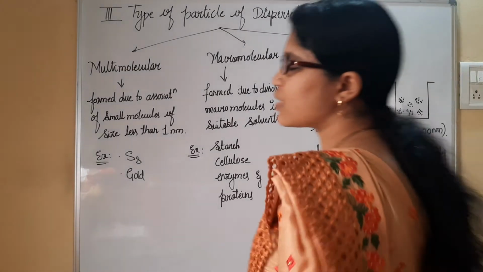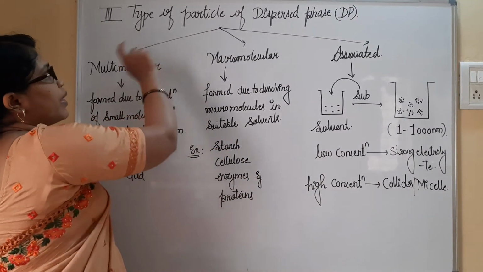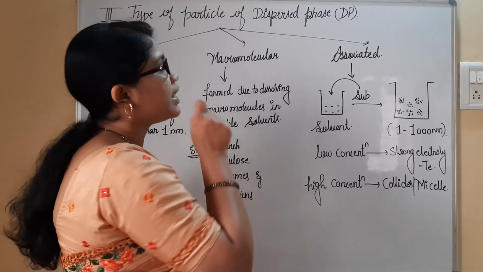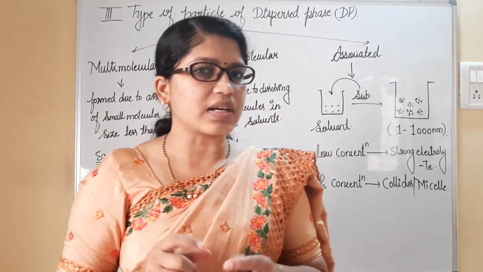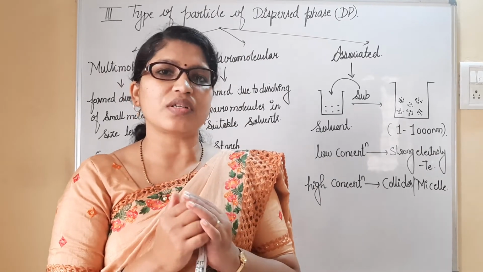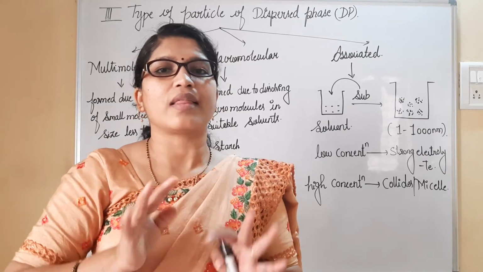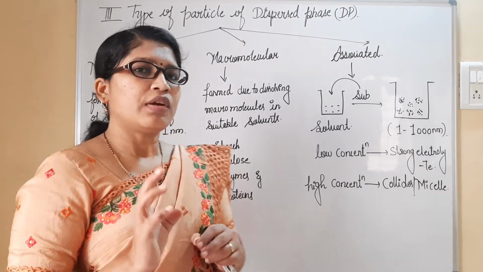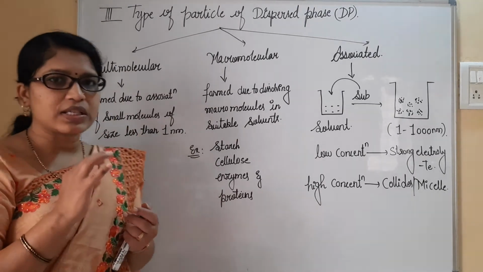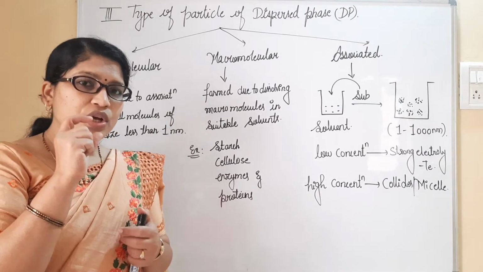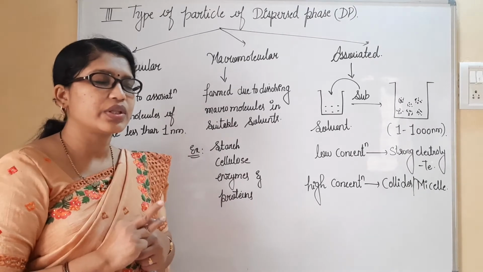Now let us understand the next type of classification, that is classification based on particle of dispersed phase. Dispersed phase, in the sense, generally we consider the small part, that is the dispersed phase, which is considered to be a solute, which is smaller in range than that of the dispersion medium. We have three main categories in case of dispersed phase size. That is solute size. Based on solute size, we have categorized into three types.